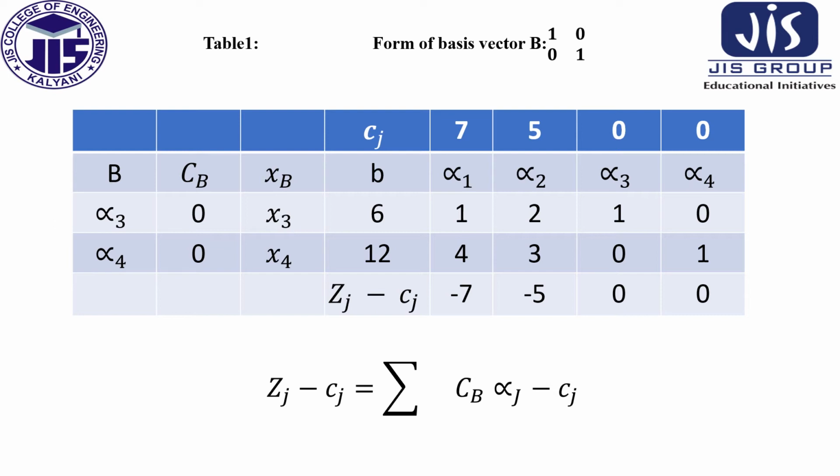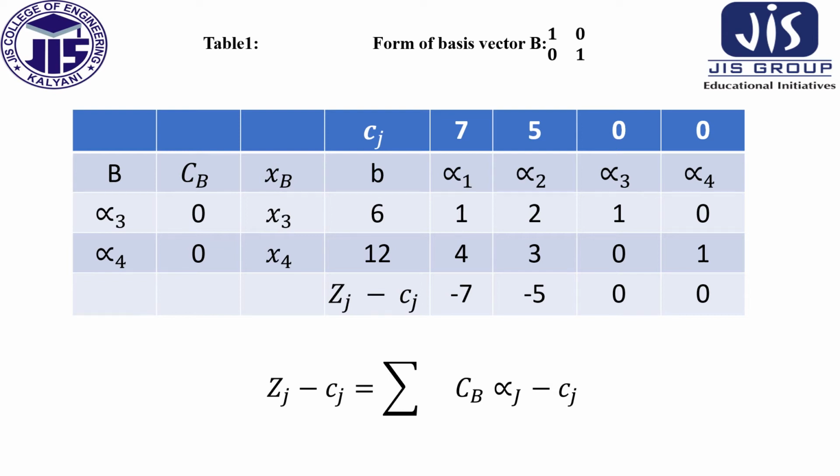So how can we calculate the cb of alpha j? 0 into 1 plus 0 into 4, so this value is 0, minus cj, so minus 7. That's why we have written minus 7 here. Now in the alpha 2 column, what will be the zj minus cj value? That is z of alpha 2 minus c of alpha 2: 0 into 2 plus 0 into 3 minus 5. So 0 into 2 means 0, plus 0 into 3 means 0, minus 5 is minus 5.